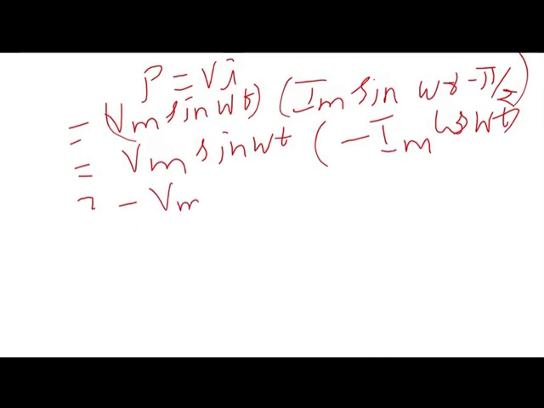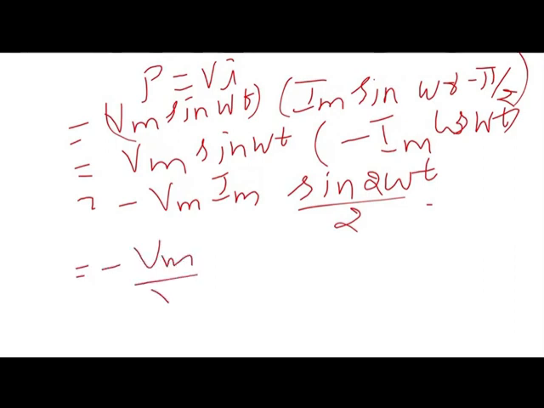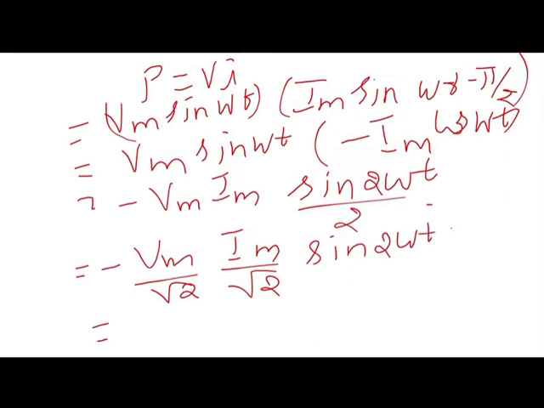But we know that sin 2 theta is 2 sin theta cos theta. Using that relation, we can write sin omega t cos omega t as sin 2 omega t divided by 2. We can write this 2 as root 2 into root 2. So this will be Vm by root 2 into Im by root 2 into sin 2 omega t. Vm by root 2 and Im by root 2 are nothing but the RMS values. So I'm going to get the power equation as minus Vrms into Irms into sin 2 omega t. This is the power equation we get for the pure inductor.